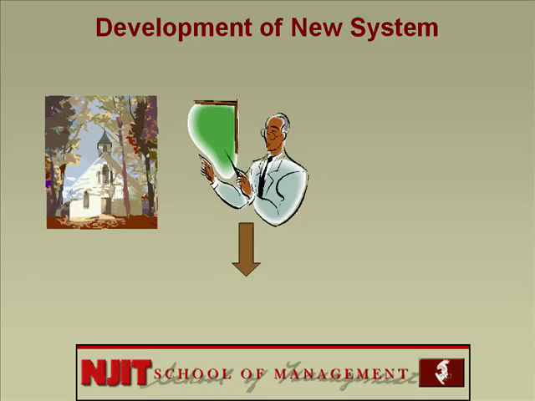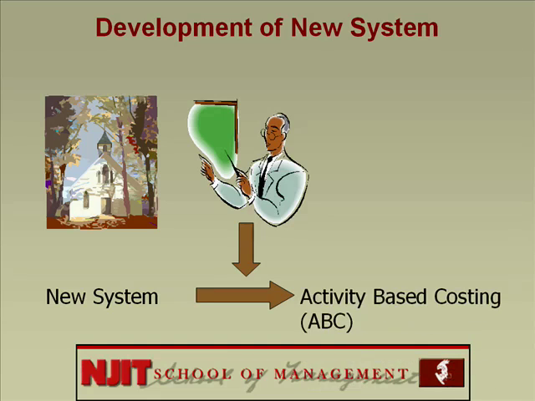Around 1985, Robert Kaplan from Harvard University came up with a new system to solve this problem. Working from his house in the rural and beautiful countryside, he came up with a new system. It was called activity-based costing. Kaplan, it turned out, was a very modest individual and didn't call the new system by his name. He called it activity-based costing, and now it goes by the acronym ABC.